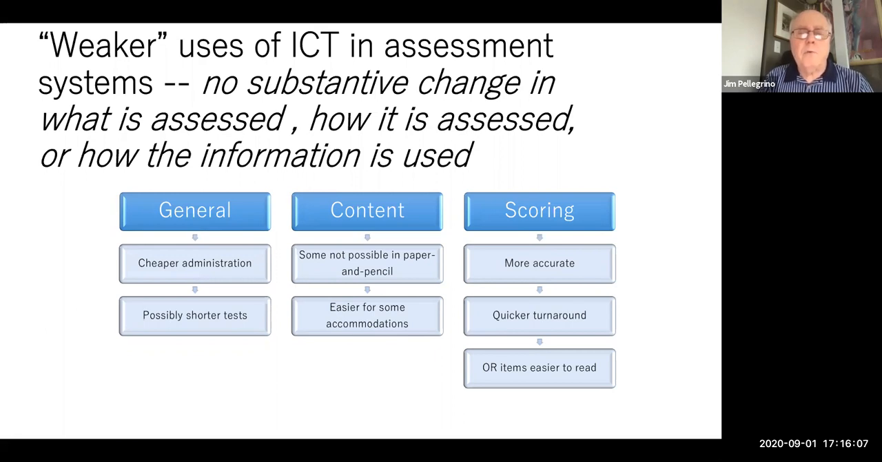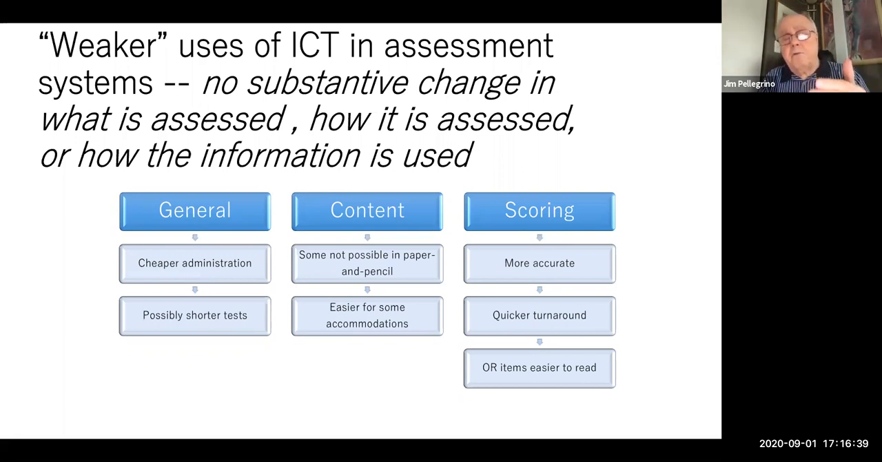Weaker uses are ones where there's really no substantive change in what is assessed or how it's assessed and how the information is used. So it tends to be cases where we're just using the technology to largely do things that we already do with paper and pencil testing formats. So at a general level, it has to do with administration. Maybe it can be cheaper. Maybe we can produce shorter tests by using adaptive methods.